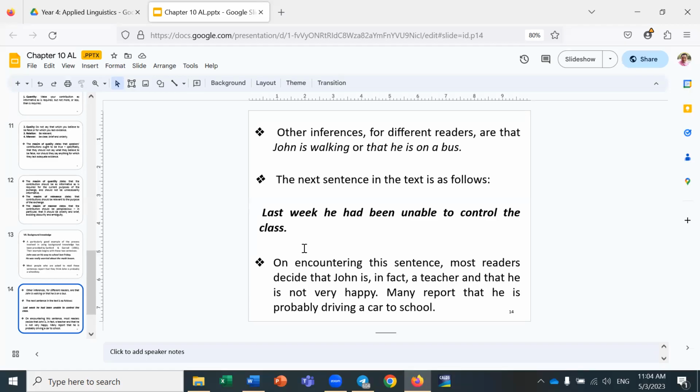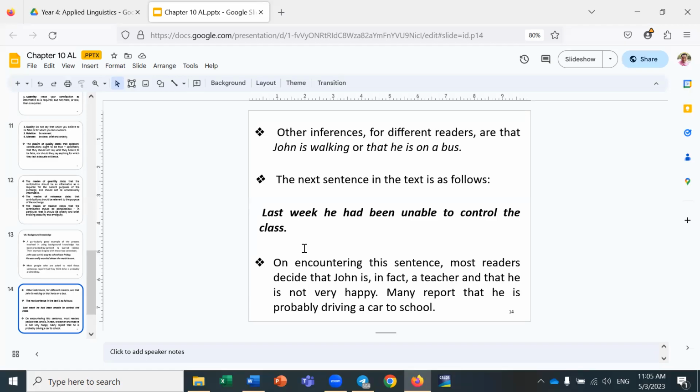That is your interpretation. But when you read the next sentence, last week he had been unable to control the class, if your guess is that John is a schoolboy, why would John be the one who is supposed to control the class? You see? So when you read the third sentence here, your interpretation changes. You might say, oh, John is actually a teacher, because from the first two sentences you guessed that John is a schoolboy.